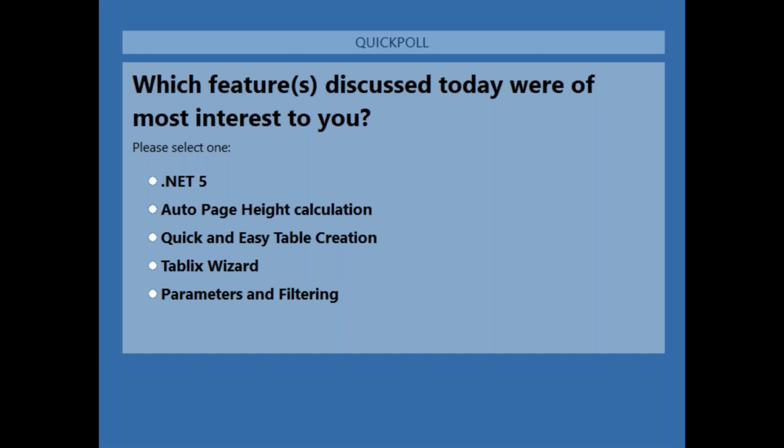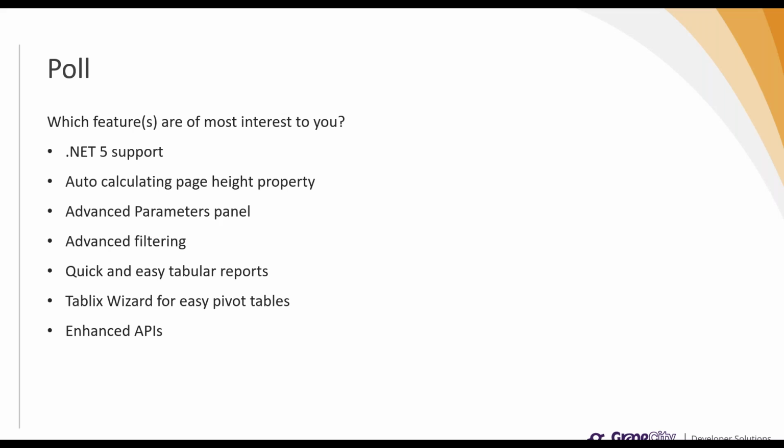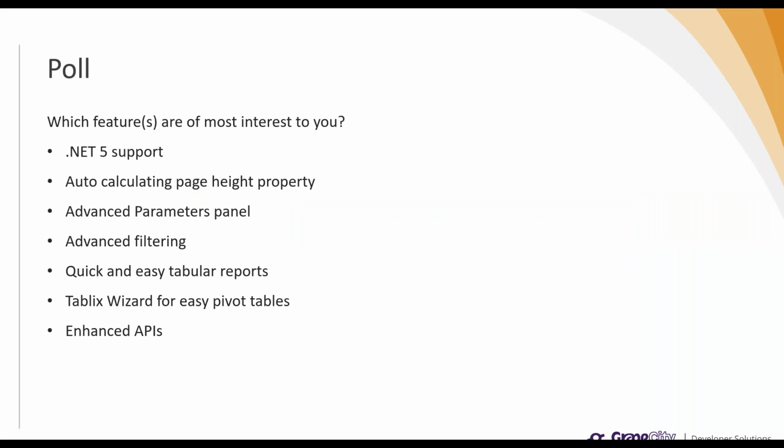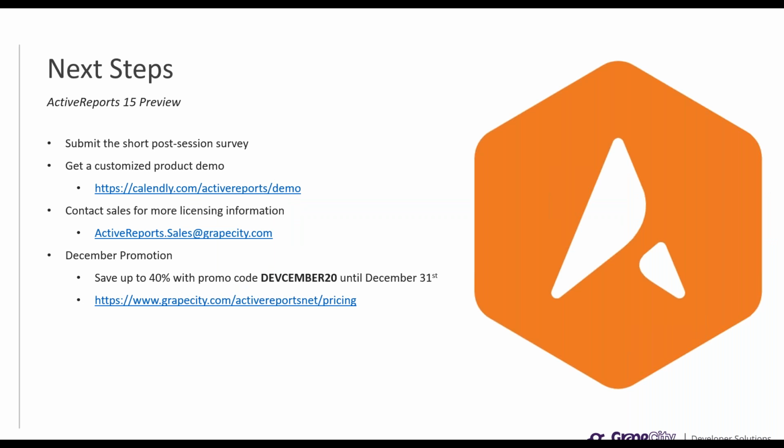Okay, so let's go ahead and yes, we have everybody 85% completed. So you can see .NET 5 is the first, and then Tablix Wizard is the next neat feature that you guys like, followed by the table creation and then the parameters and the filters panel. All right, so let's go ahead and hide this and continue with our presentation. So we're wrapping up essentially. Essentially, we just went over some of the features that are new in ActiveReports 15.